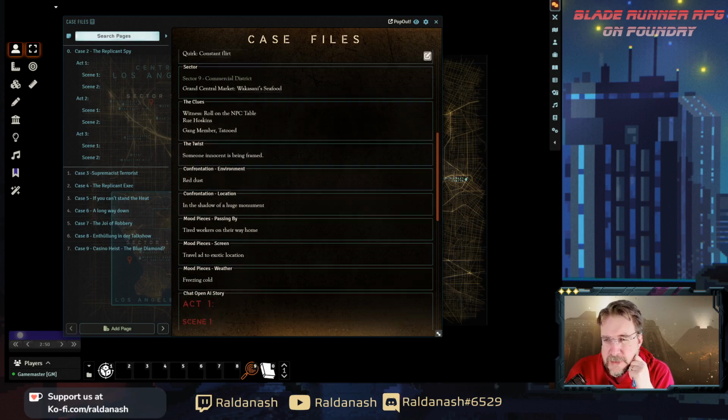We have an environment for the lot of red dust. The confrontation, that's a showpiece at the end in the shadow of a huge monument. So putting these 2 together evokes for me 2049 when they go to Las Vegas, these huge monuments there in the dust storm. So something like that. I'll maybe do something with that, but closer to LA maybe. Mood pieces, yeah, they're just there for that.